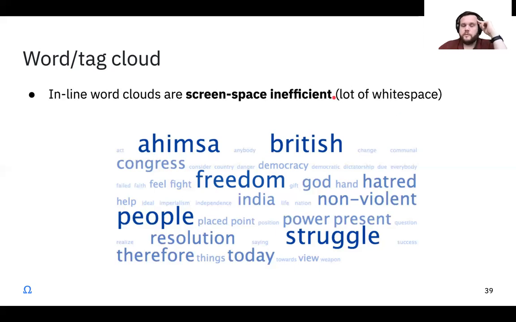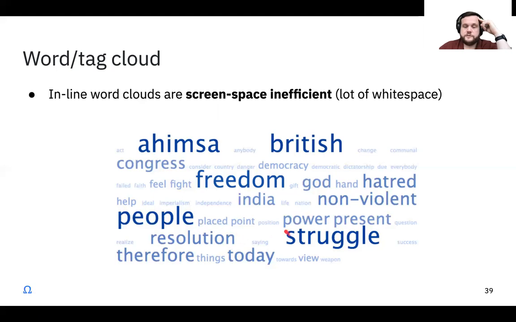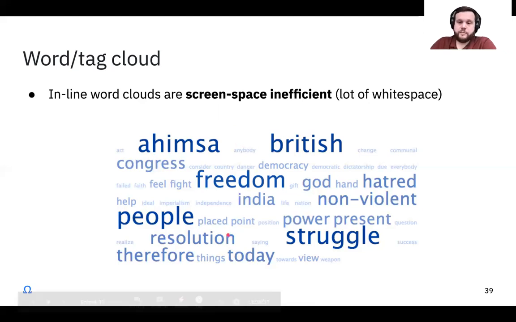So what's the problem with the word tag cloud? Is this the way to do this? The problem is that the classic inline word clouds, as we see here, are quite screen space inefficient, because there's a lot of white space. For example, if everything is on one line, a lot of screen space is wasted if you have small words in the middle of bigger ones. So can we do better than this?